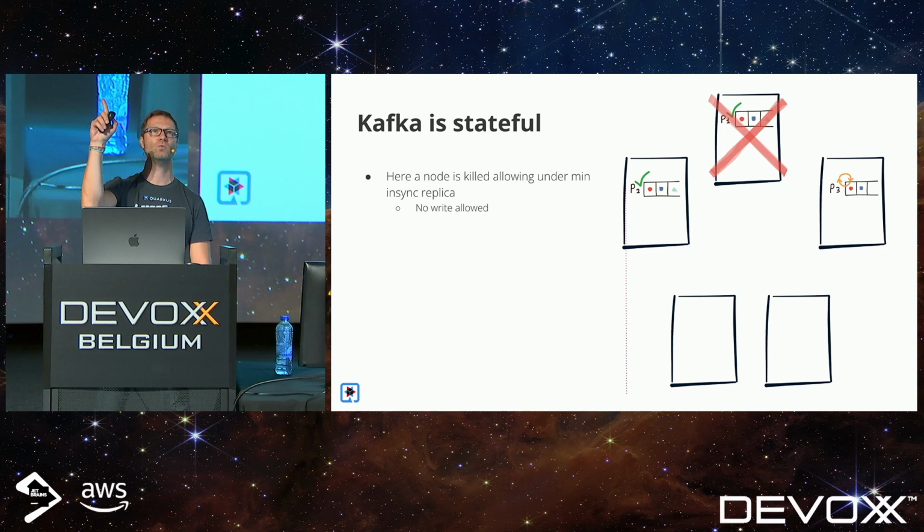So you're in a degraded mode where you can still read, but Kafka will not allow you to write and commit the offsets. So it's degraded. Maybe it's okay for your system, maybe it's not so okay for your system.